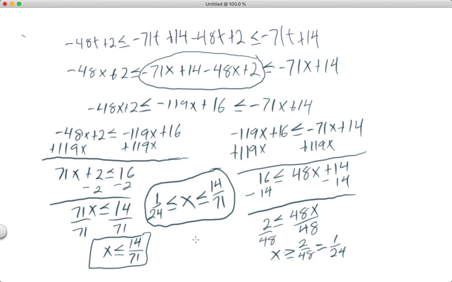If you have any other trouble, let me know, and hopefully that was helpful. Hopefully you see why it goes in this order. 1 over 24 is less than x, and x is less than 14 over 71, and see how we split it and everything. But again, if you have any other questions at all, just let me know.